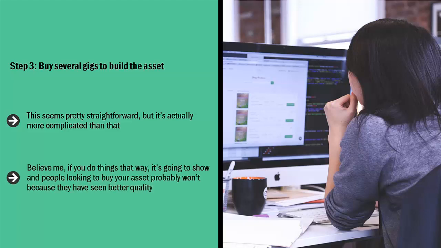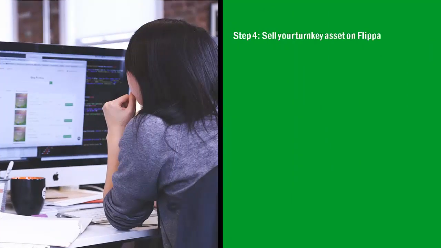Believe me, if you do things that way, it's going to show, and people looking to buy your asset probably won't because they have seen better quality. Do not compromise quality. The good news with Fiverr is that there are so many service providers there that you can pay very little to get very high quality. Do that.